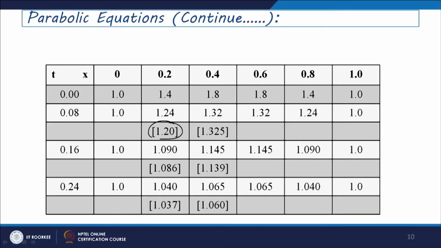Further, you can see that the values obtained in the explicit approach are 1.20 here and 1.325 for this case, and if we go for the implicit approach, we obtain these values as 1.24 here and 1.32 here. Similarly, at different levels we have computed these values in the explicit approach and also in the implicit approach, and you can find the differences from this table here.